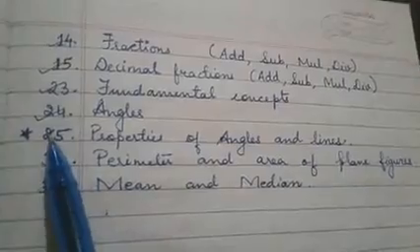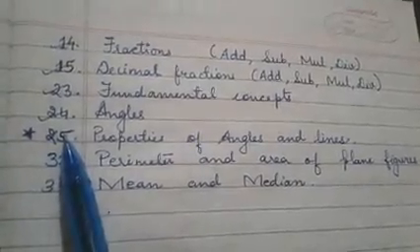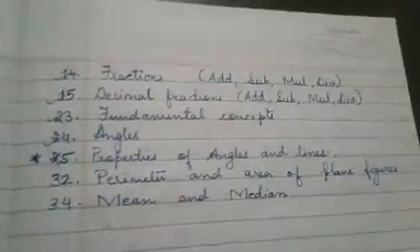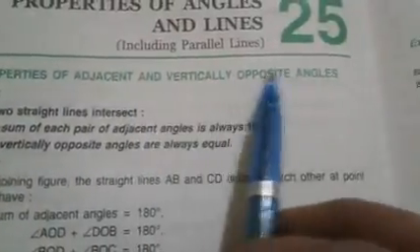So we are on the 25th lesson. I am starting the 25th lesson, properties of angles and lines. It is easy. The only thing is you should understand the concepts. So, properties of angles and lines, including parallel lines, that we'll see later on. Properties of adjacent and vertically opposite angles.